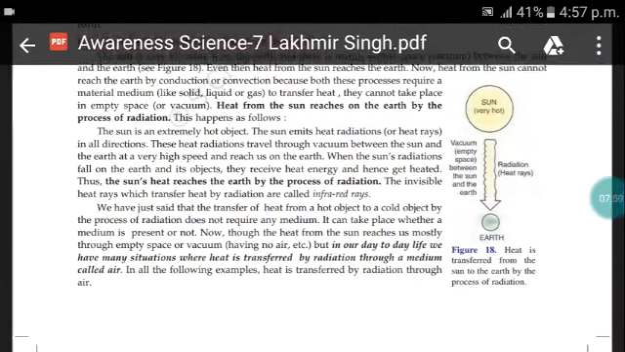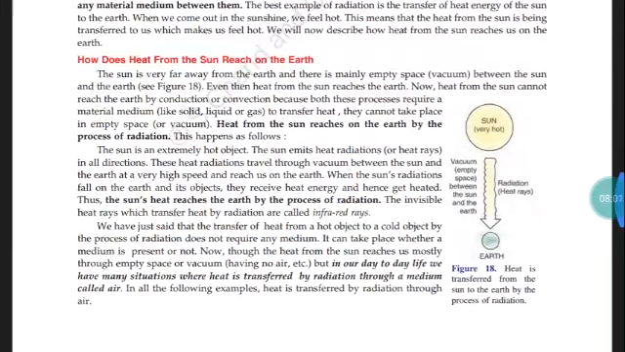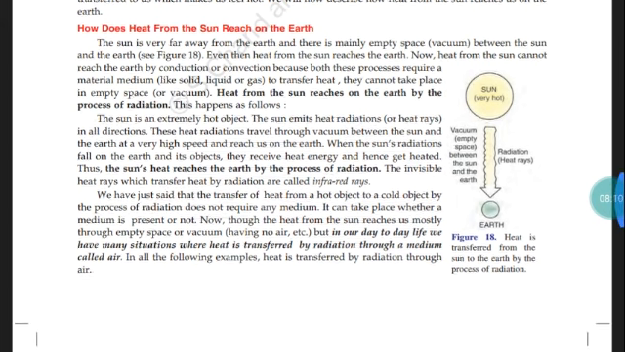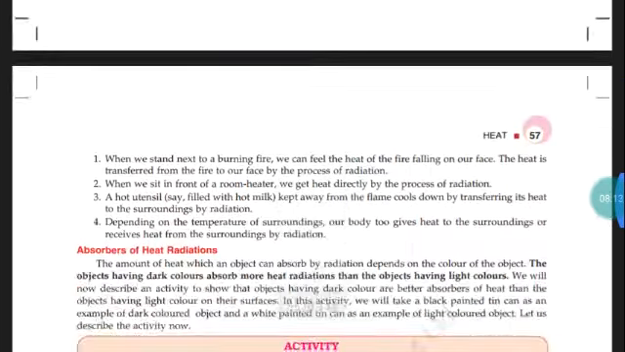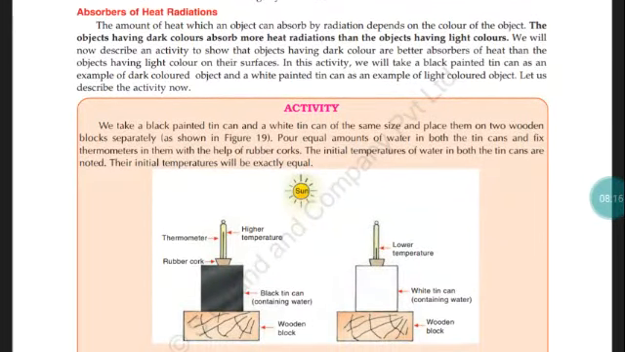Now we will see radiation. We know heat from the sun reaches the earth by the process of what? Radiation. The sun sends its radiation or infrared rays to the earth by the process of radiation. But the things which catch the sun's rays on the earth are known as absorbers of heat radiation.